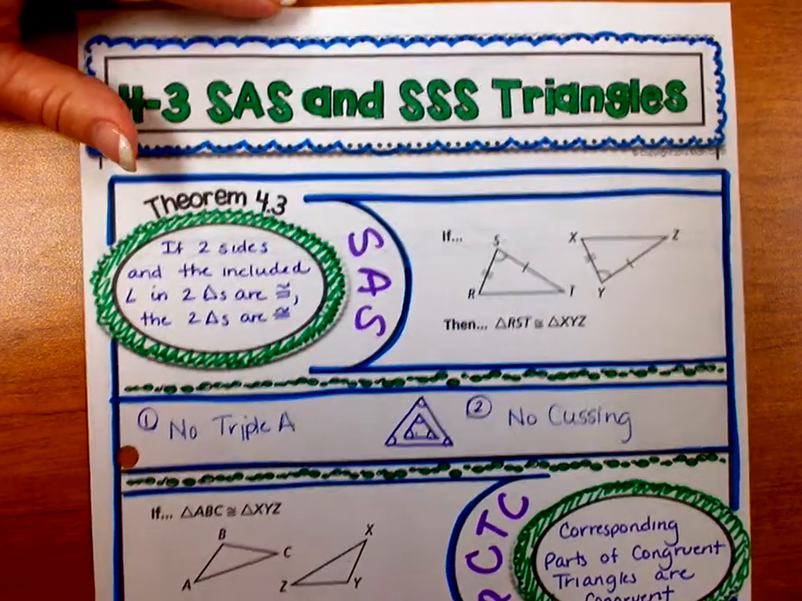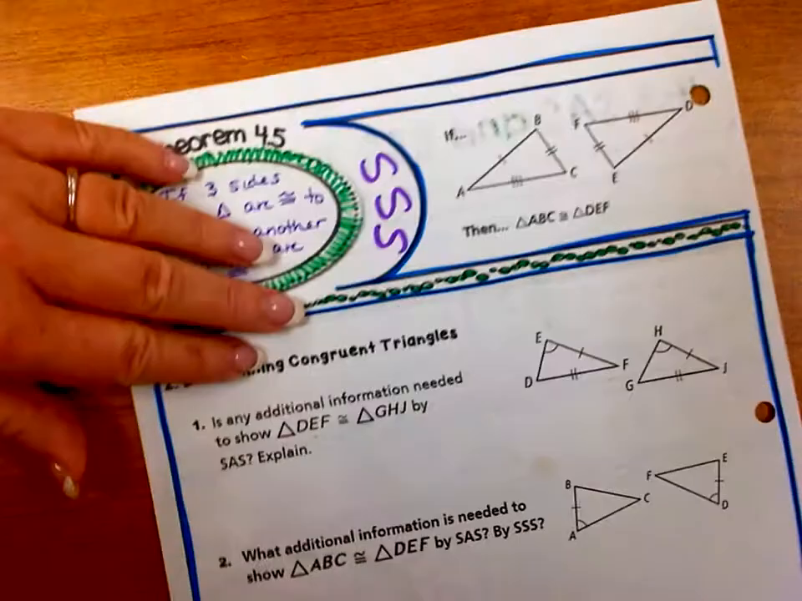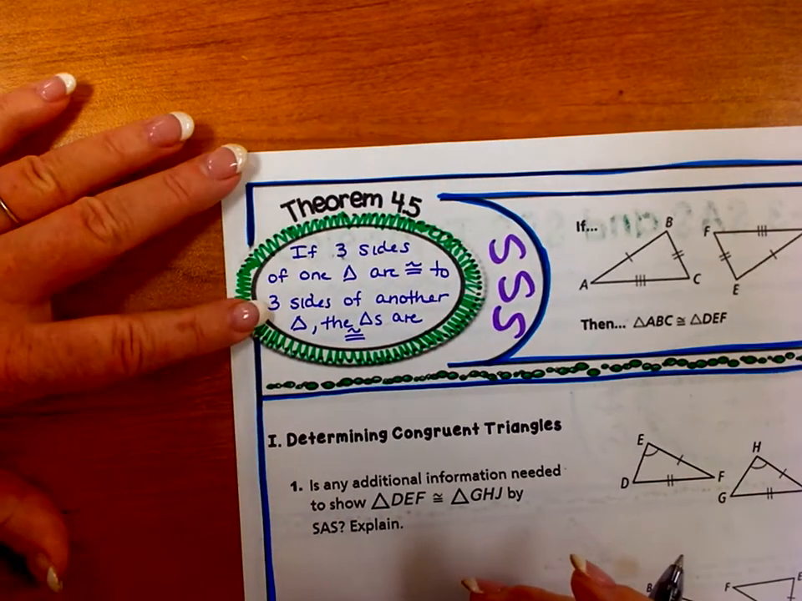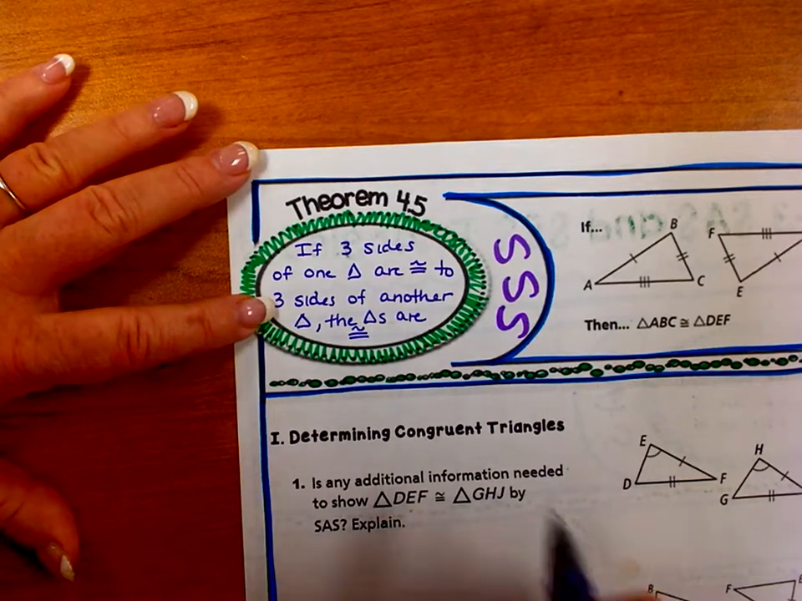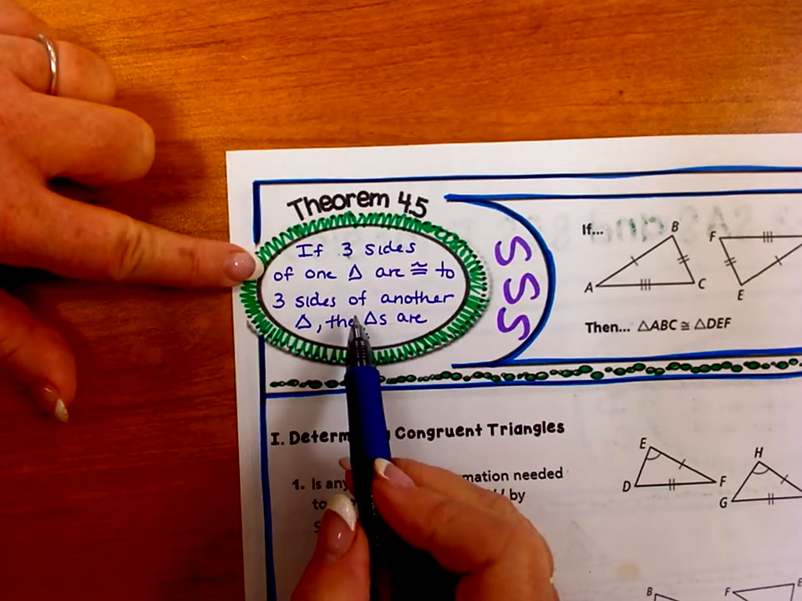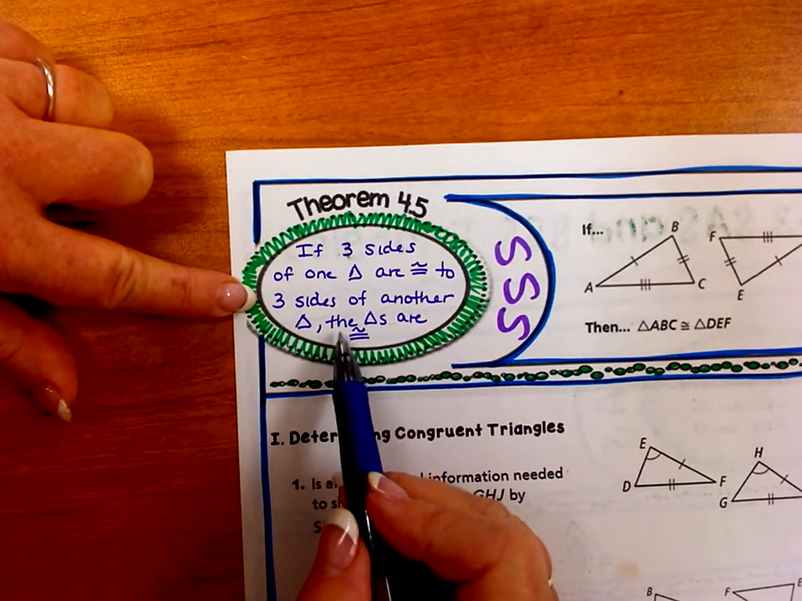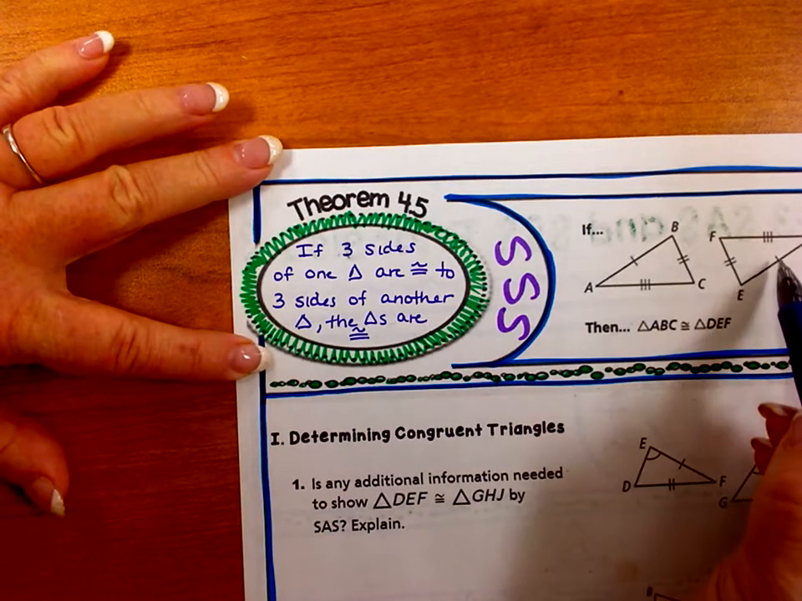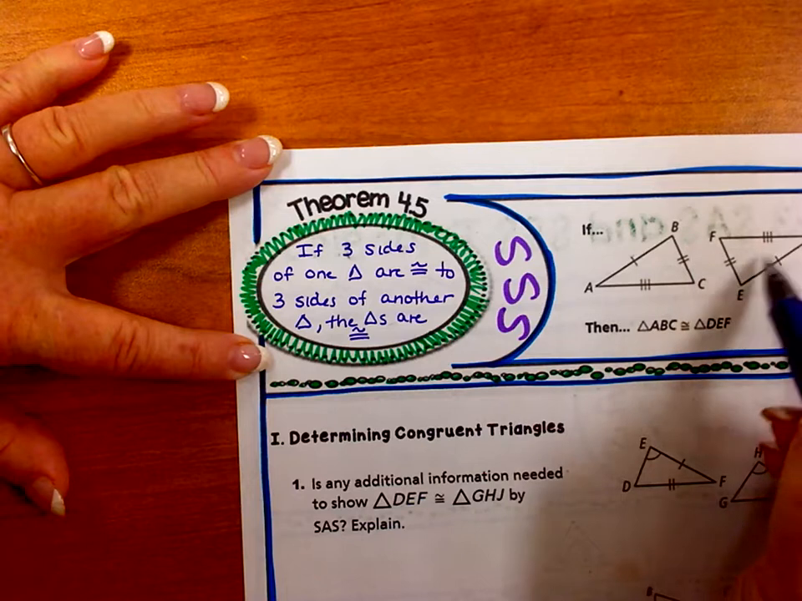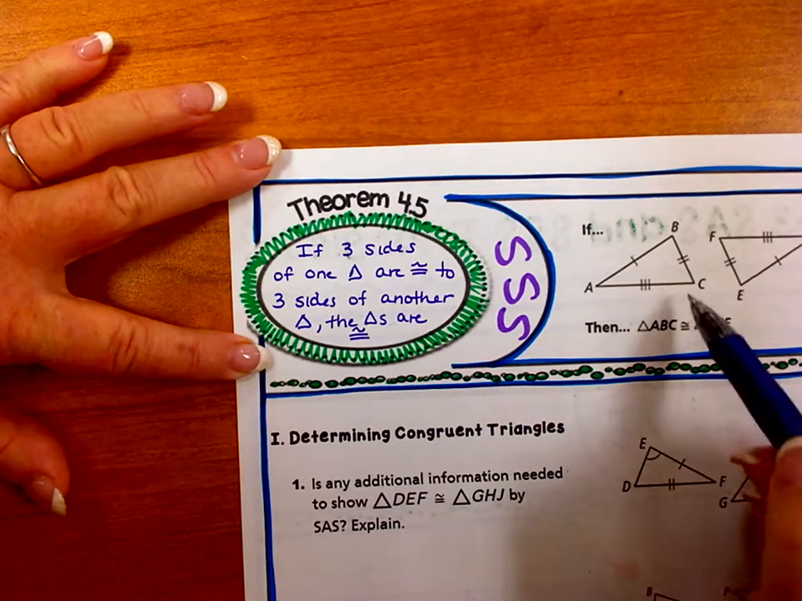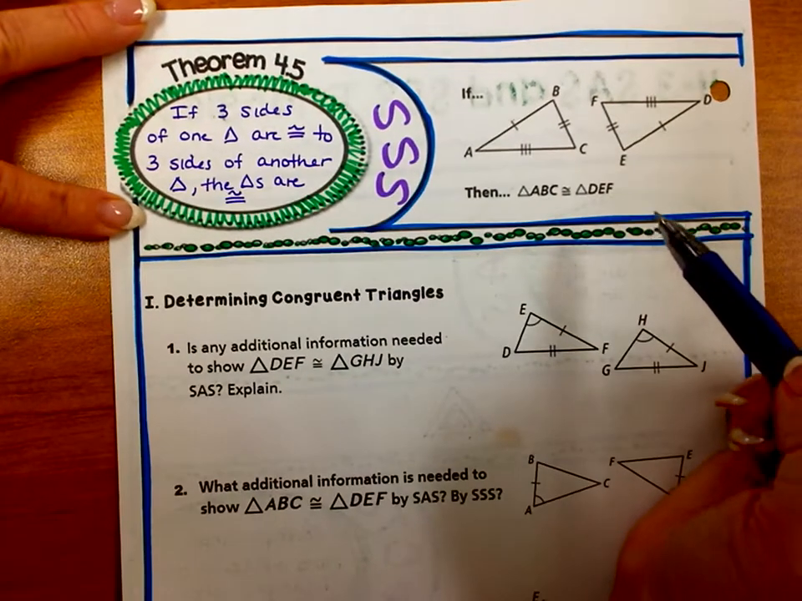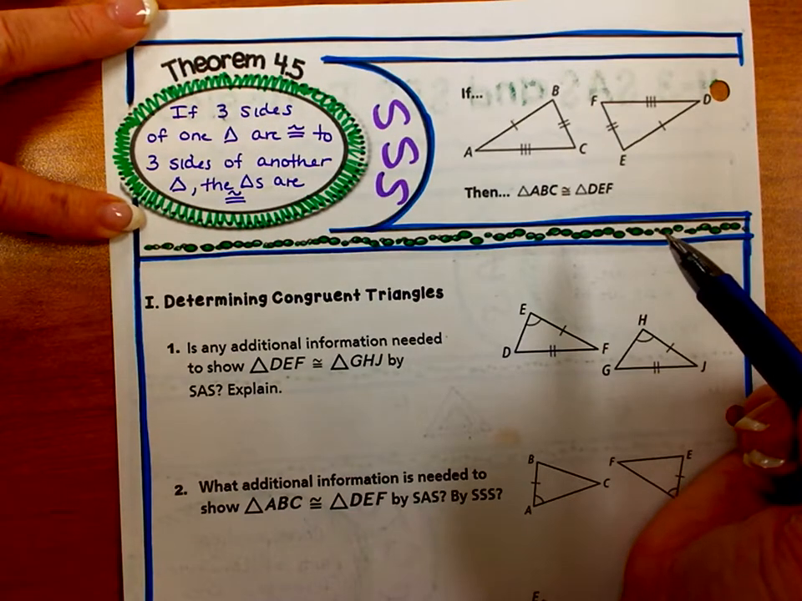Okay, the second theorem that proves that congruent triangles is on the other side. This one is side, side, side. If three sides of one triangle are congruent to three sides of another, then the two triangles are congruent. So here we have two sides that are congruent, two more sides that are congruent, and three sides that are congruent. If all three sides of one triangle are congruent to the three sides of another, then those two triangles are going to be congruent.